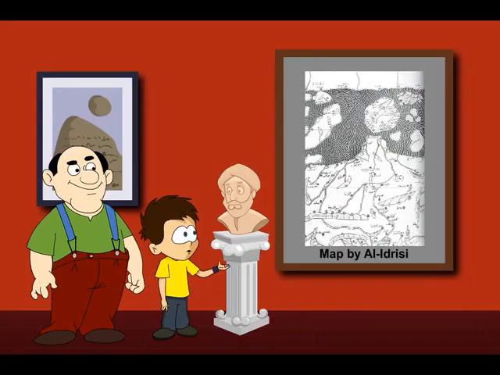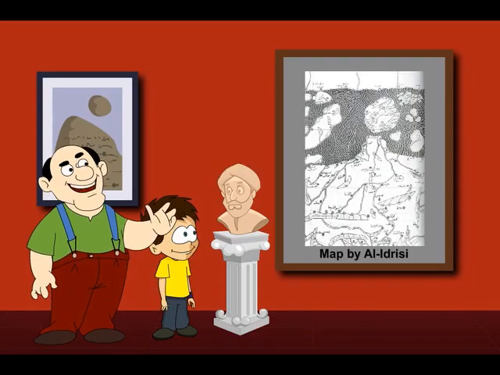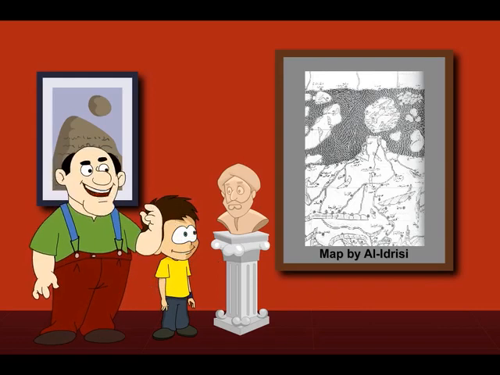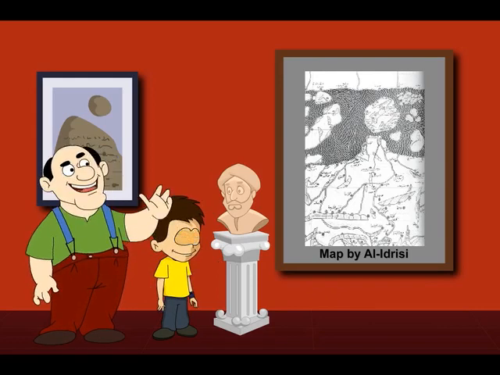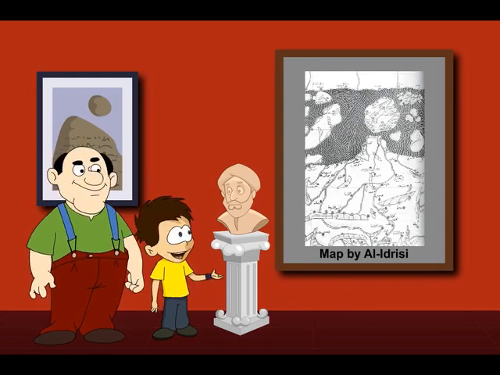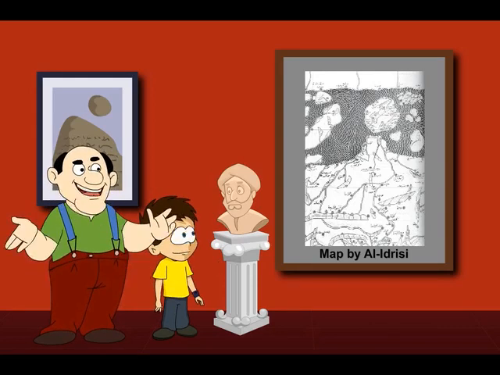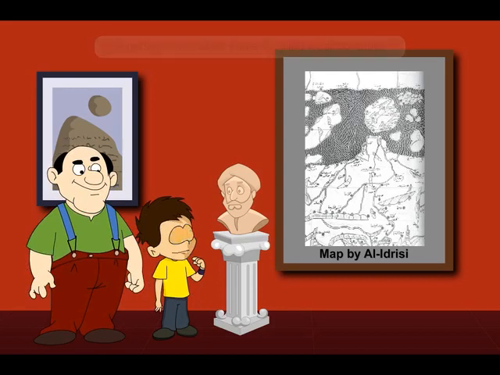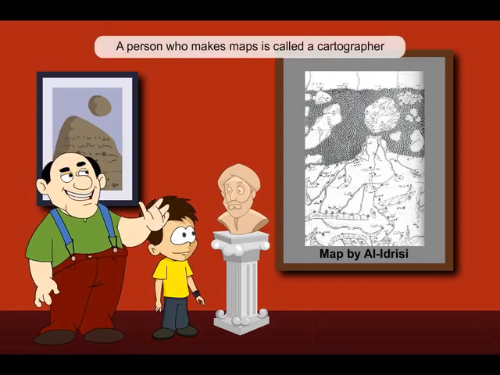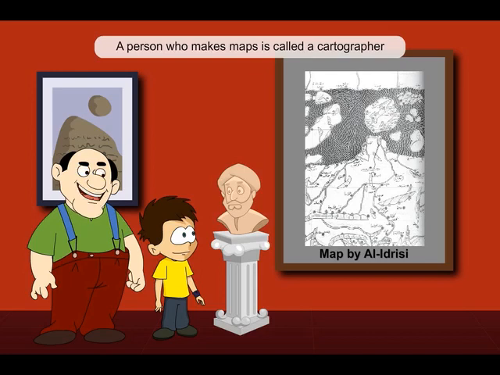Wow! Whose picture is this? It is a part of the world map. This part shows southern India and Sri Lanka. From no angle does it look like India's map. Ask this Arab cartographer yourself. Yes, a person who makes maps is called a cartographer.